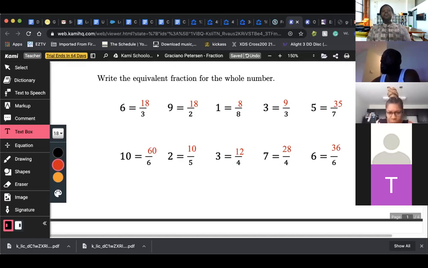Okay, and these are just, again, you're turning your whole number into a fraction. Whenever you want to do that, and you have a fraction denominator picked out, and you know what your whole number is, just multiply the two together, and that becomes your numerator.